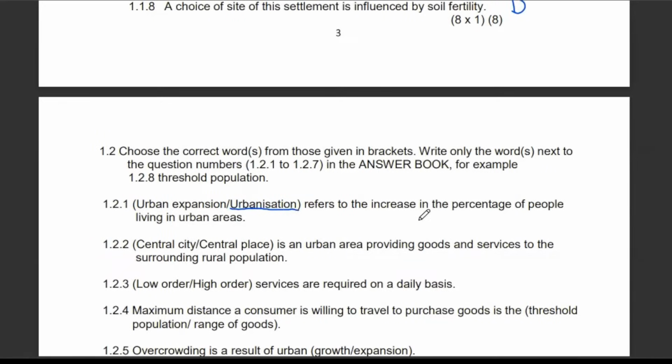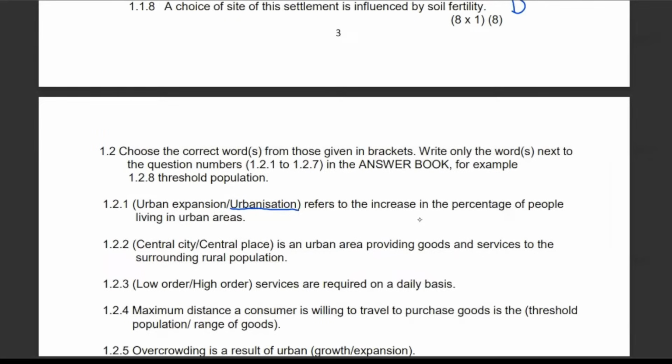The increase in the percentage of people living in urban areas is urbanization. Urban expansion, this is the physical growth of the urban area. When the urban area is physically growing, is expanding, we have more buildings being introduced to the urban area. The space coverage of the urban area is expanding. That is urban expansion. So the correct response is urbanization. Right, we move on to the next question.